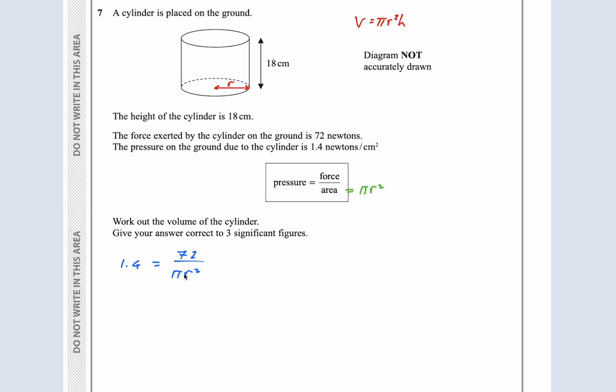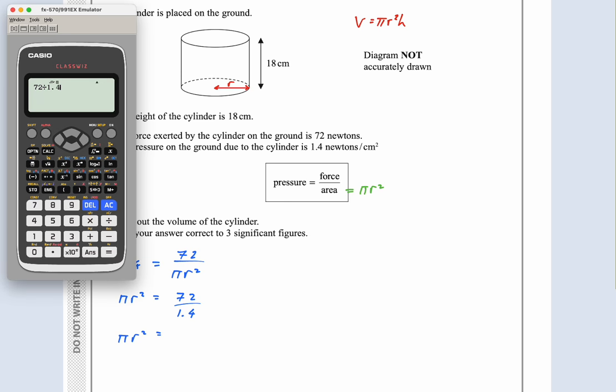With this equation, I can find the radius, and then just sub it into this. Okay, so I'm going to multiply across, guys. So I'm going to have pi r squared, and I'm going to divide across by 1.4. So hopefully, guys, you're okay with that move. Multiply across and divide across. I can do that. So pi r squared is equal to 72 divided by 1.4.